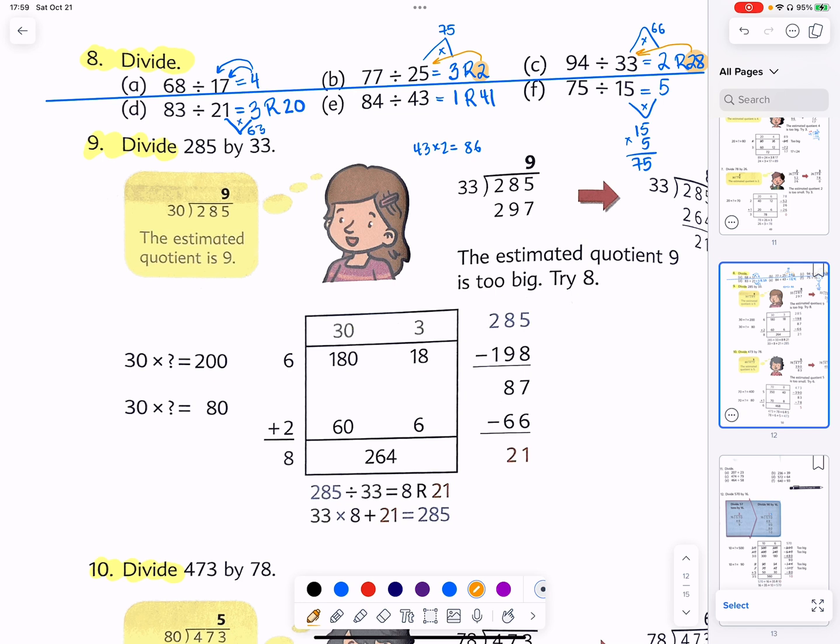Let's again note our remainders. Remainder 41, remainder 20, and we all notice that our remainder is smaller than the divisor. I hope you're getting a hang of dividing 2-digit numbers by 2-digit numbers.